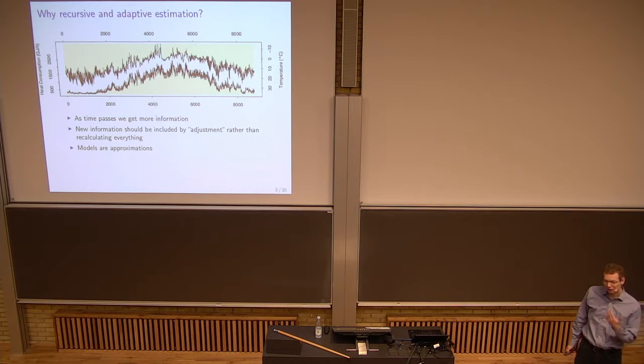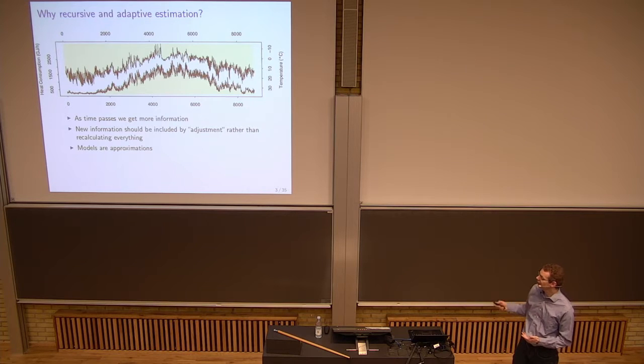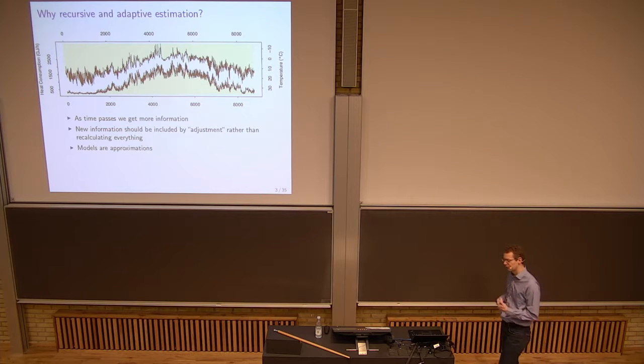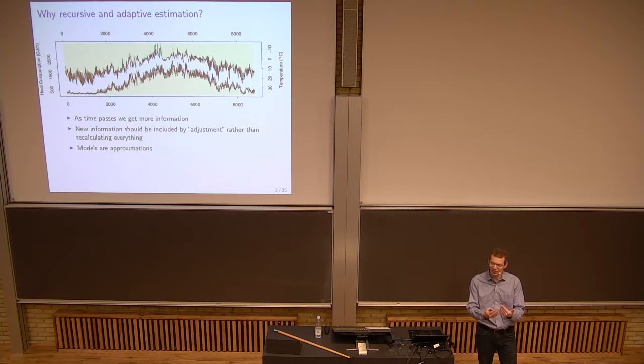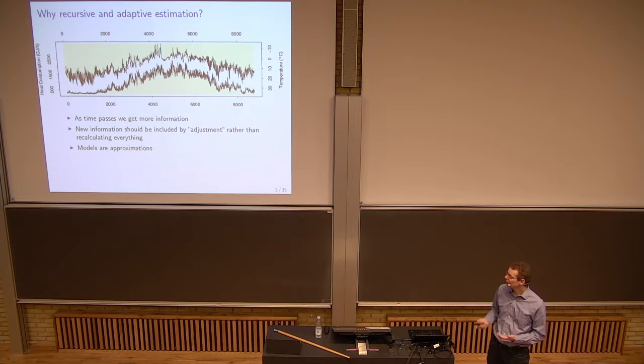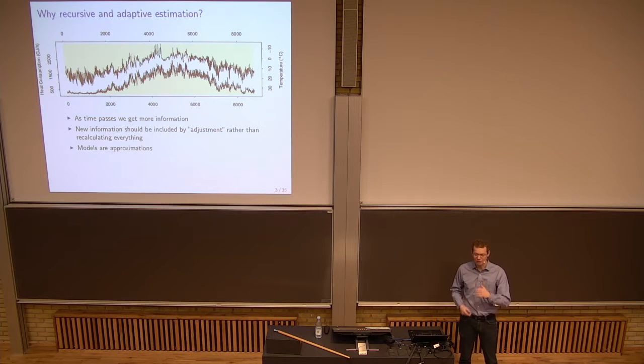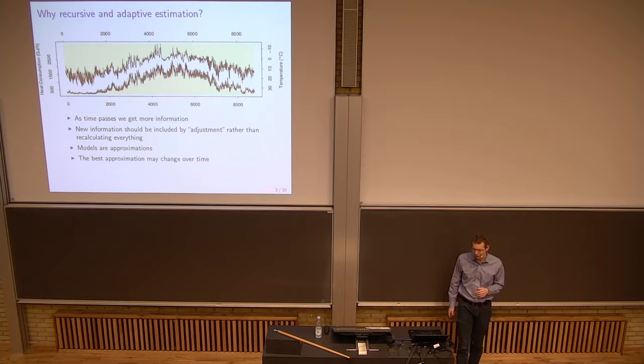What we did there, and what we're going to do today, is that rather than recalculating everything, we're going to adjust our previous estimates. And as we also discussed, model approximations: you want to find the model that gives you the best approximation to the data that you have. If we can do a more local model of some kind, it doesn't have to reflect everything that is happening underneath, as long as it's able to track the main patterns. That's actually the most important thing. And things do change over time.